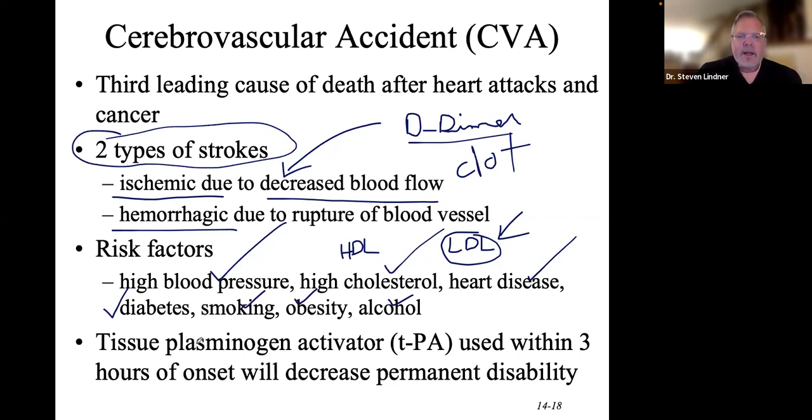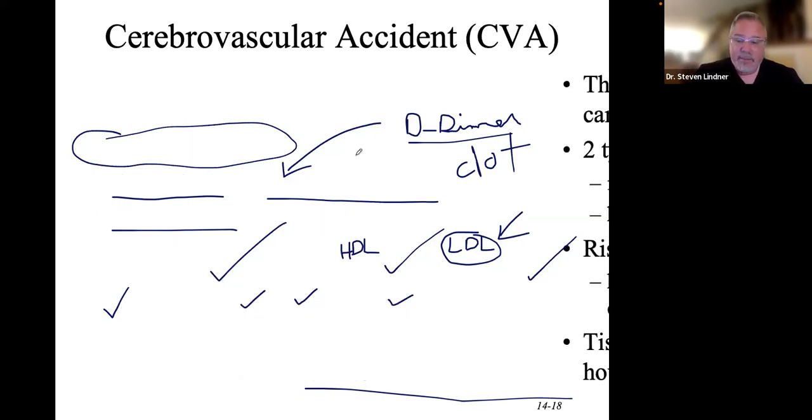Okay. If the person is having a clot or a clotting stroke and they take something called TPA, tissue plasminogen activator, within a few hours of the onset, that can certainly decrease permanent disability, right? Because wherever the decreased blood flow is going, if those neurons start to die, they're dead. They cannot regenerate. You can make new ones, but the ones that are damaged cannot be regenerated.